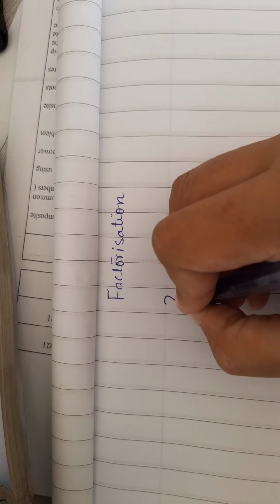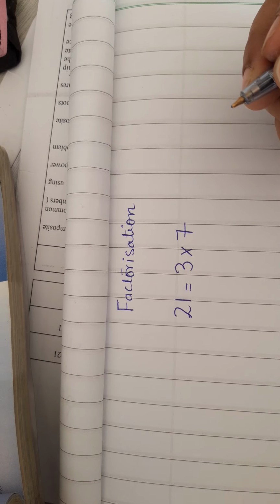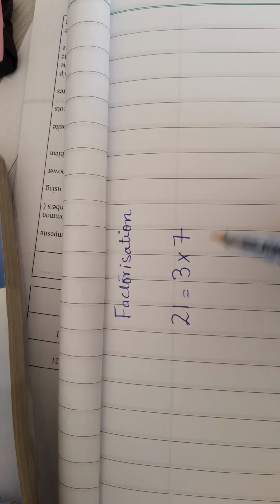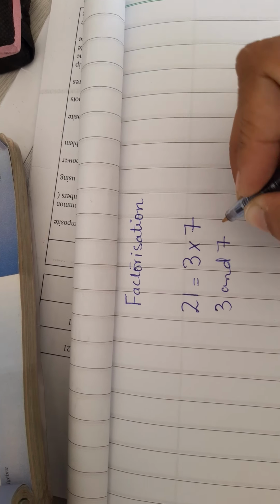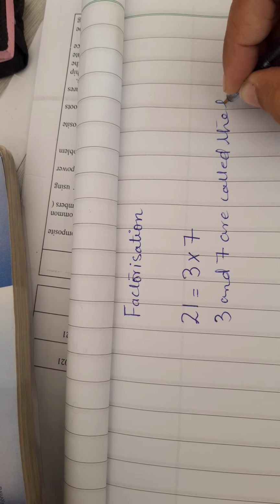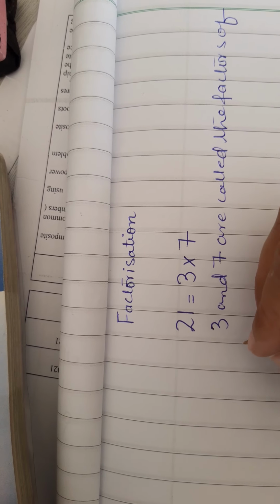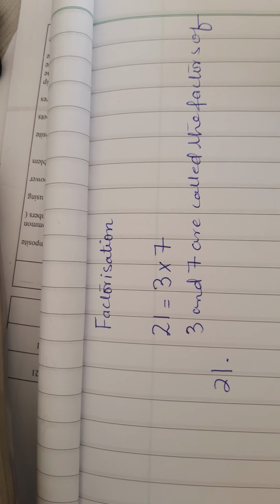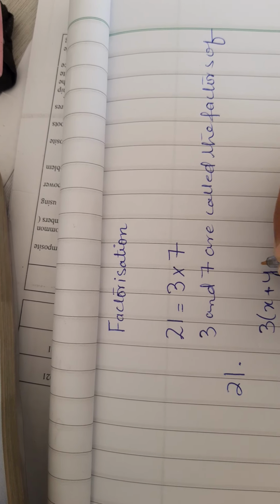My dear students, in primary school we learned that 21 is equal to 3 multiplied by 7. Right? 3 multiplied by 7 is 21. So 3 and 7 are called the factors of 21. Similarly, if we take this example, right?